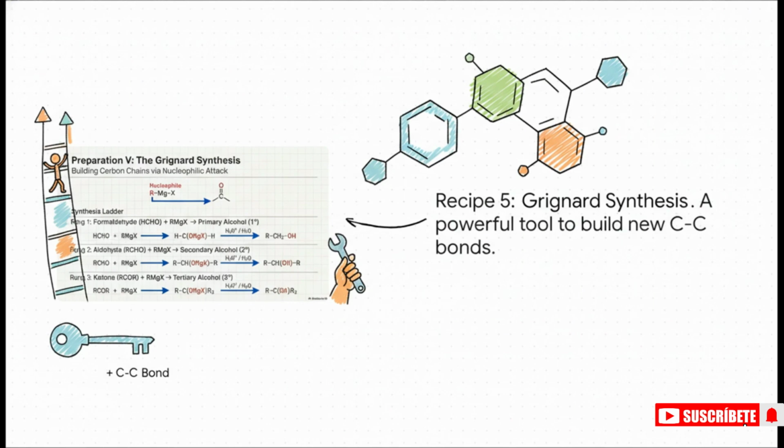And for our final recipe, oh man, we've saved the best for last. This is the Grignard synthesis, and it is an absolute powerhouse. What makes it so special is that you're not just adding an OH group, you're also forming a new carbon-carbon bond. It's not just making an alcohol, it's building a whole new, bigger carbon skeleton at the same time. Seriously, it's like a master key for building molecules.